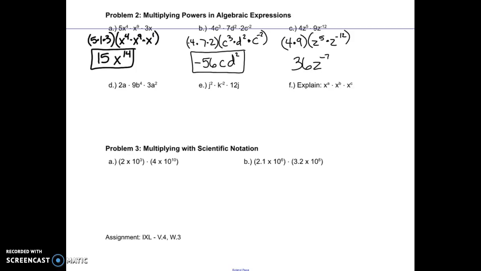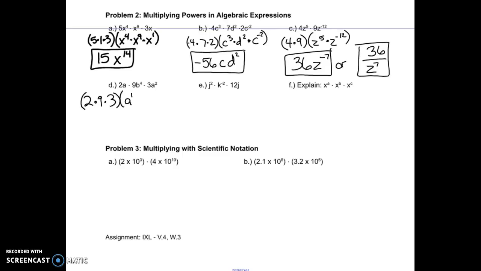So this is one way we can write it. Or, like we talked about in the last section, we can simplify that negative. So we're going to write 36 over z to the 7th. Really, any one of these answers is fine. They mean the same thing. So D, I've got 2 times 9 times 3.